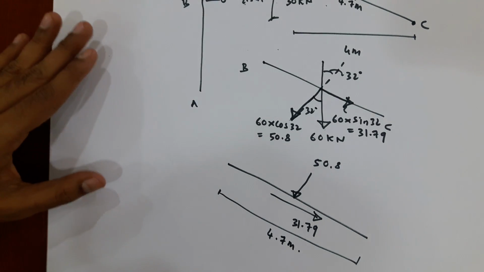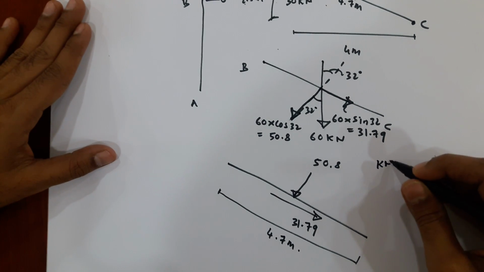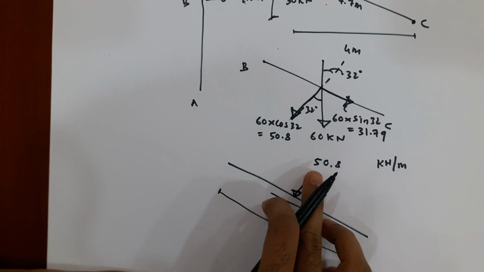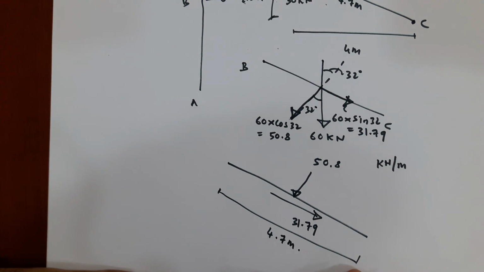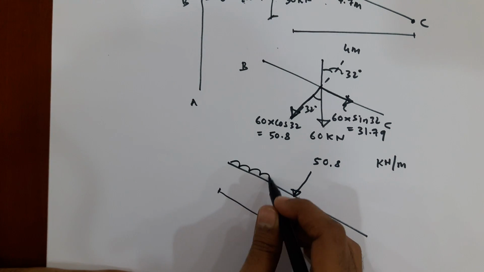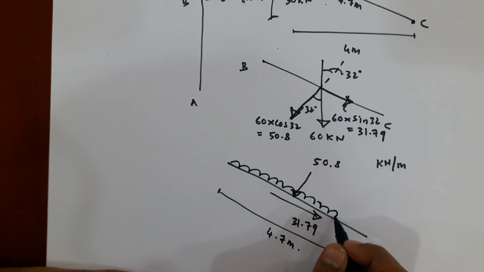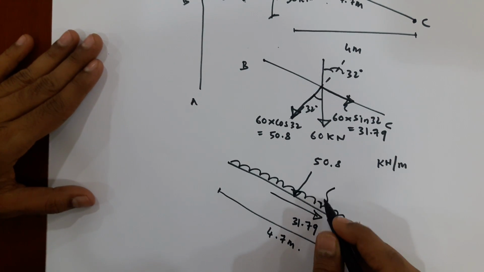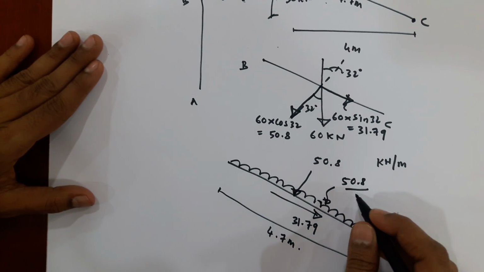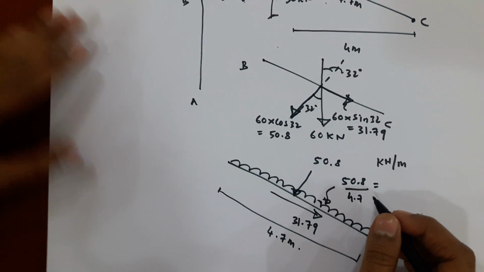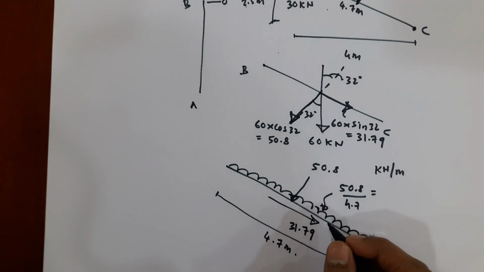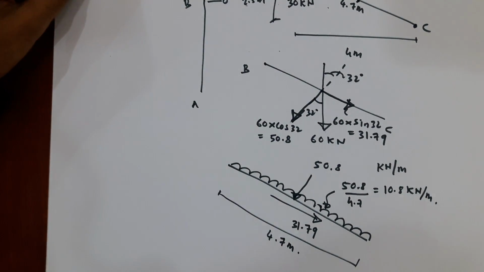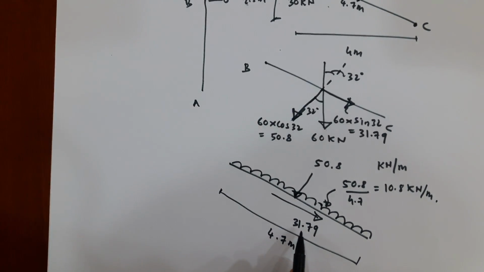Okay, so what is the intensity of the UDL? Intensity of the UDL is kilonewton per meter. Okay, so the load divided by the span, you will get UDL. So we have to convert this. The intensity of the UDL is 50.8 divided by 4.7, and you will be getting this as 10.8 kilonewton per meter. Okay, and even this can be converted into UVL.